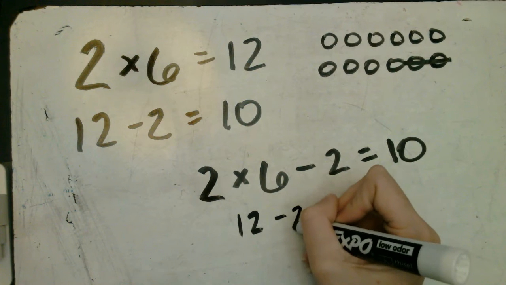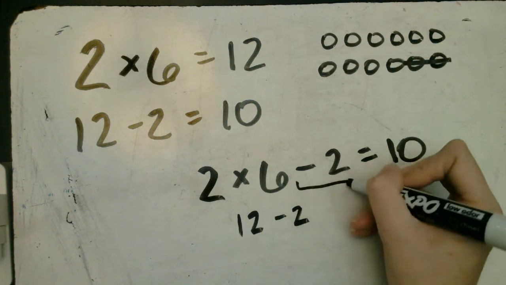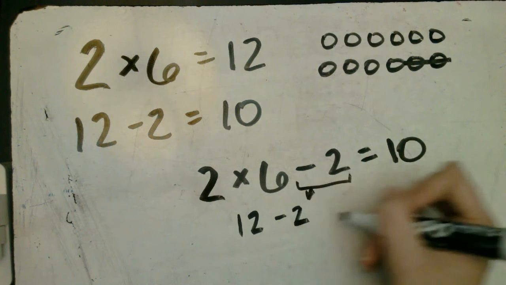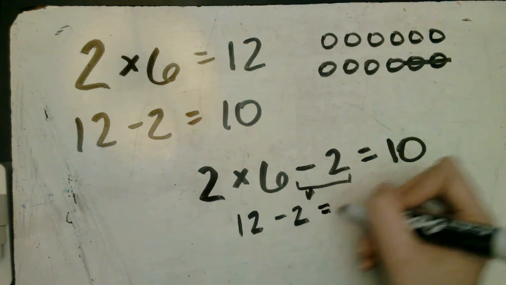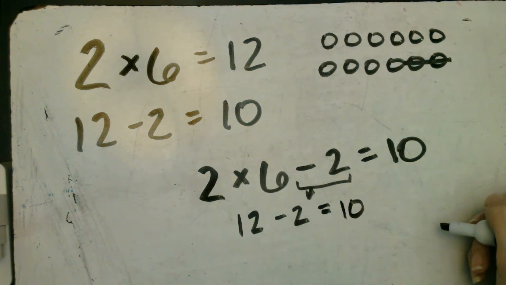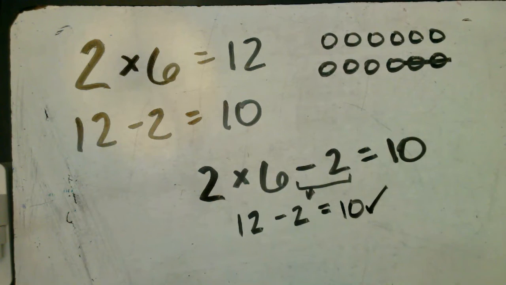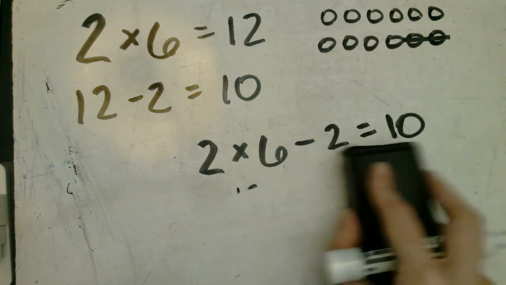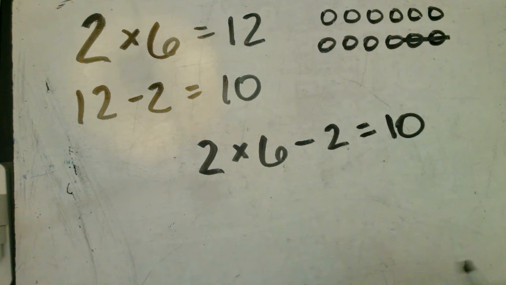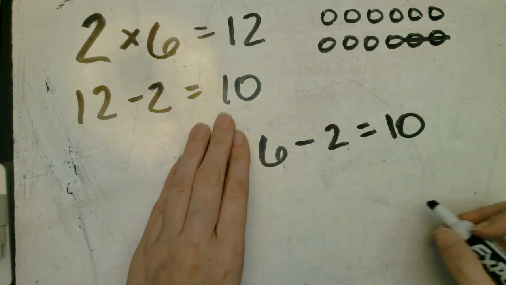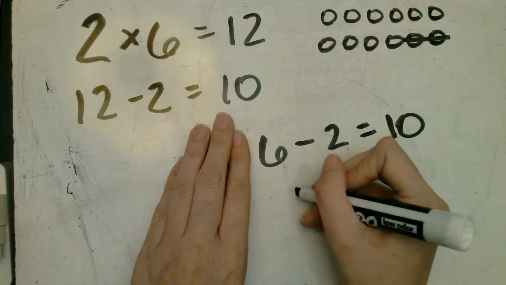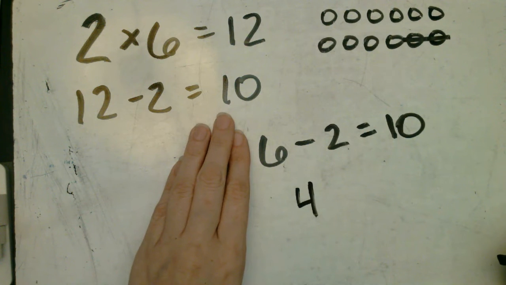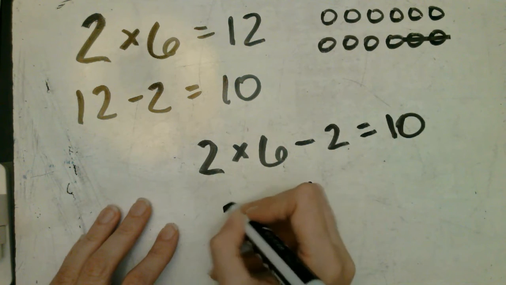That's 12 minus 2. We're going to bring that down because we didn't use it. Is 12 minus 2, 10? Nice. When we started with the multiplication, that gave us the answer of 10. Let's see if we do the same problem, but start with the subtraction first, if we still get 10 as an answer. What's 6 minus 2? 4. Nicely done.